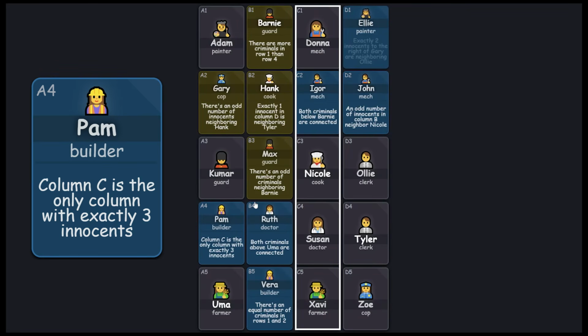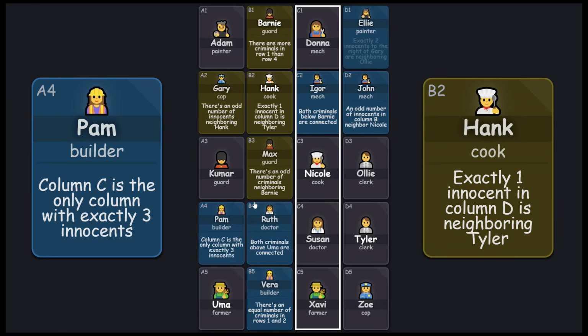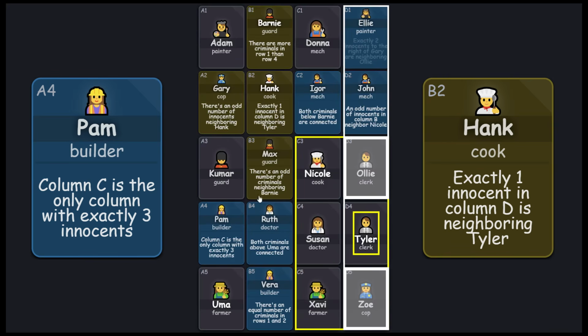Column C is the only column with 3 innocents. If you look at Hank's clue, either Ollie or Zoe must be innocent. Since column D cannot have 3 innocents, we can mark Tyler as innocent.